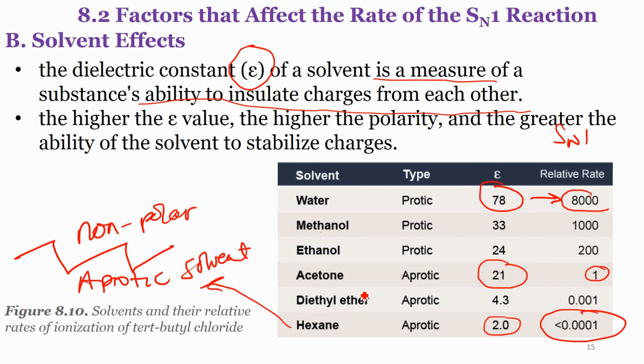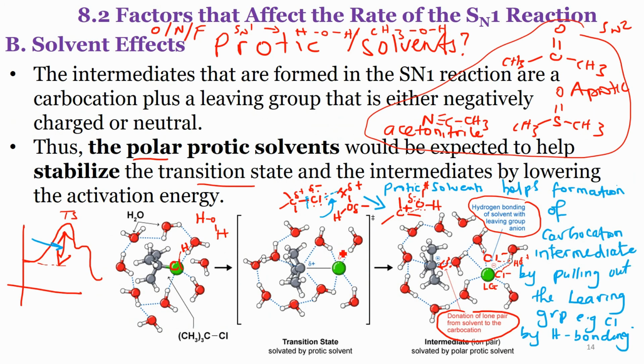So that's why you don't want aprotic solvents for SN1. Instead, one would want to use protic solvents. Of course, the more carbons you add, the less the rate of reaction, even though you have the OHs. The more carbons you add on the solvent, the lower the SN1 rate of reaction will go. So just know the dielectric constant epsilon is the measure of that solvent molecule's ability to insulate the charges from each other, which is the solvent effect that we just described here.